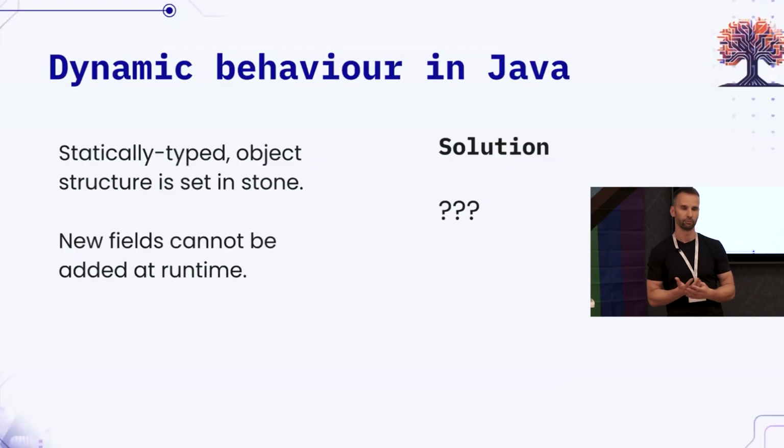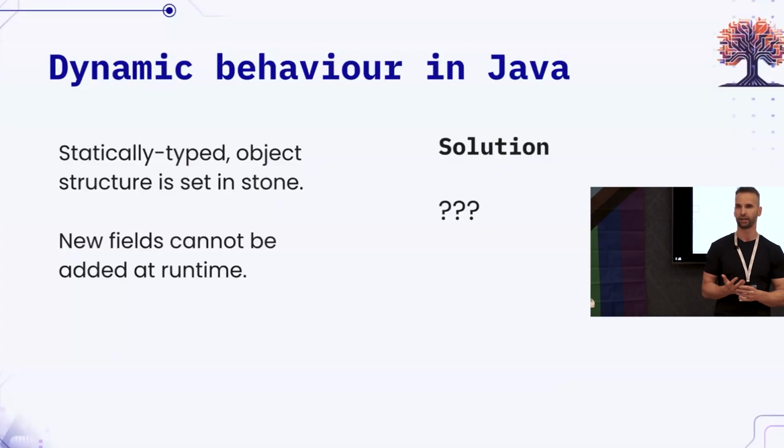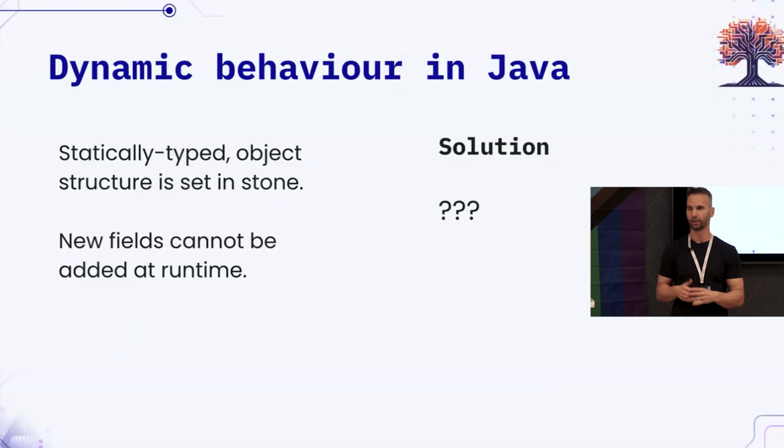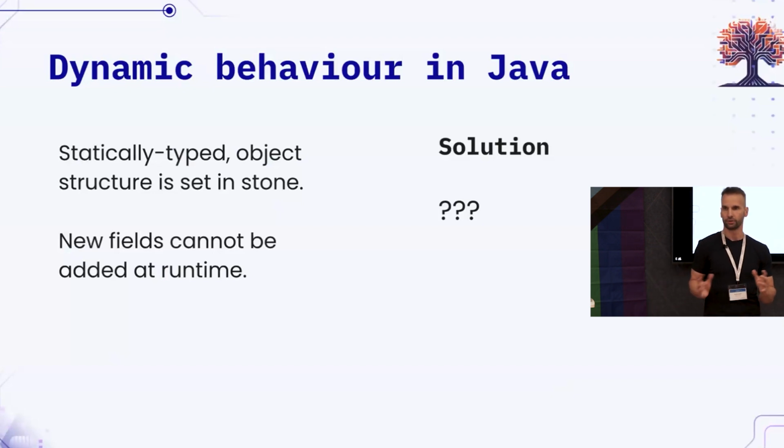But then obviously the question is, do we even bother? Because in languages like Java, statically typed, the object structure is set in stone by the class, so you can't add new fields, not even via reflection. So what would be the solution?